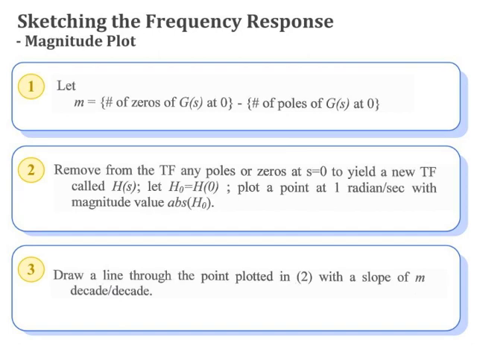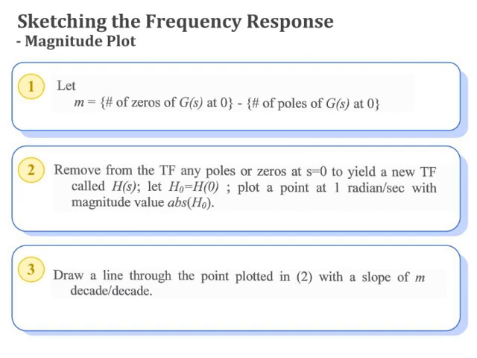In the first rule, we'll find an integer m, and this integer will dictate the slope of the magnitude plot at low frequency. So m is equal to the number of zeros of the transfer function at the origin minus the number of poles of the transfer function at the origin.